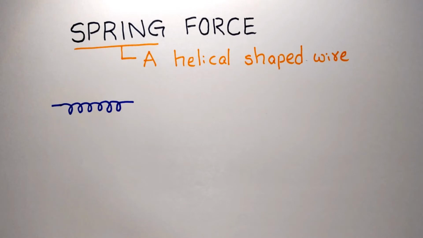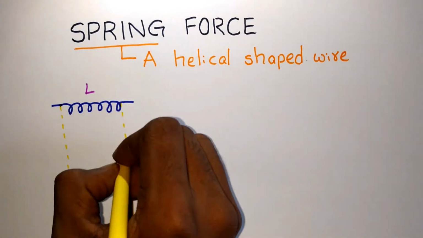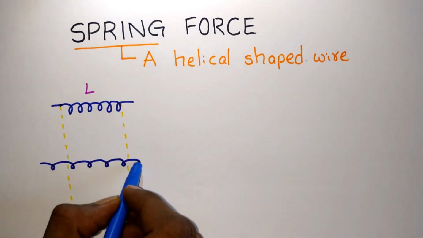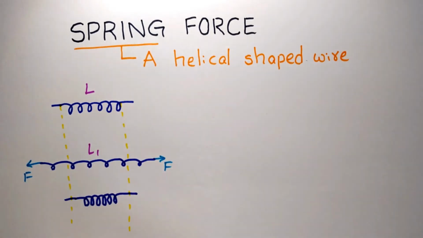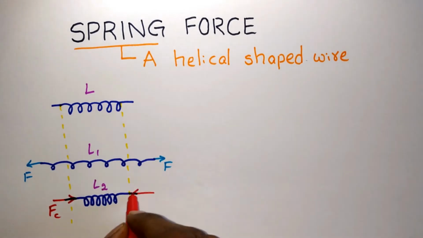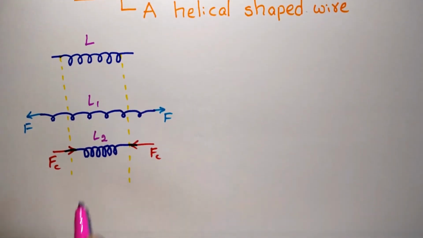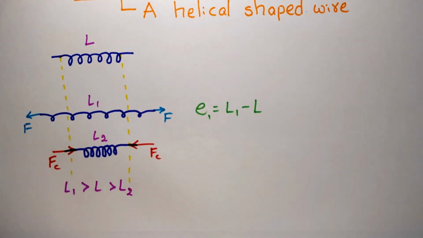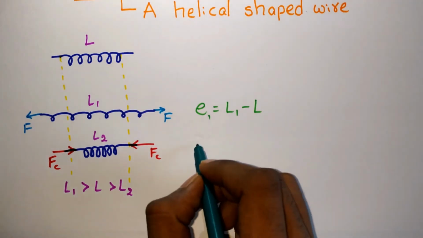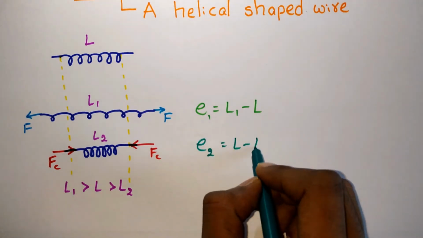So let's consider a spring which has a natural length of L. So when a force F is acted on it in the opposite direction, the spring will elongate and it will have a new length L1. And when a compressive force Fc is acted on it, then it will get compressed to a length L2. As we can see, L1 is greater than L, which is greater than L2. So the elongation of the spring due to the force F is E1 equals L1 minus L. And the compression of the spring due to the force Fc is E2 equals L minus L2.